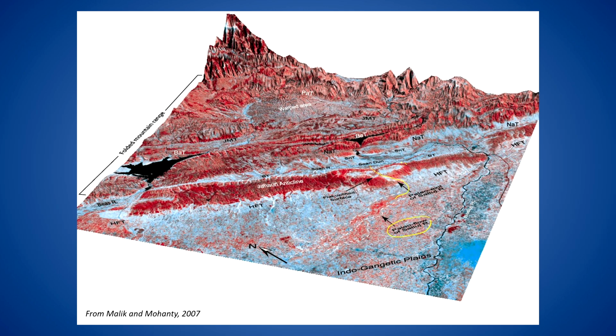After the linkage of these two segments, one segment is this one here, and another one is this one, a higher rate of uplift in the linkage area disrupted the Beas channel and forced the Satluj to flow through its present path over here. But the earlier flow was this one.